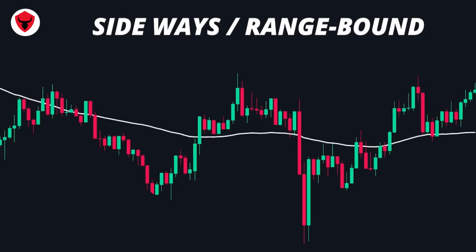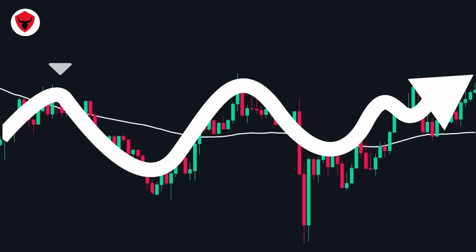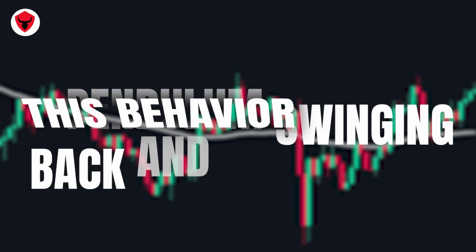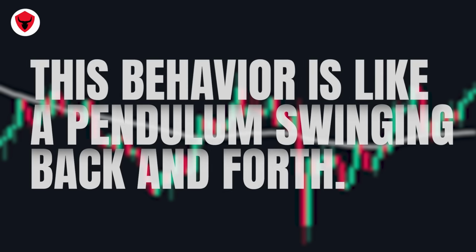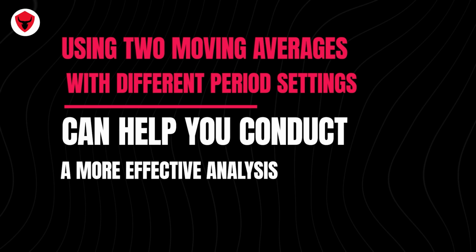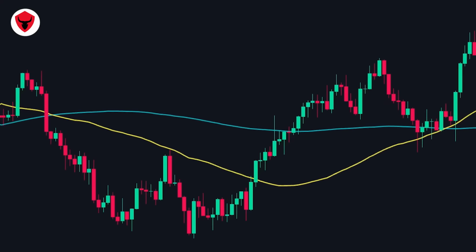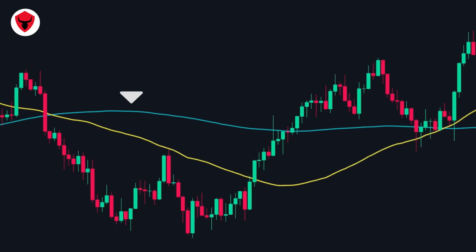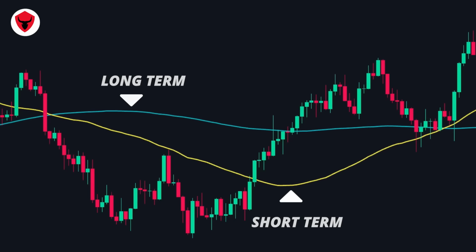Lastly, in sideways or range-bound markets, the price frequently oscillates above and below the moving average rather than sticking in one direction for long periods. This behavior is like a pendulum swinging back and forth. During these situations, it is best to avoid trading and instead wait for a definite trend to emerge. Using 2 moving averages with different period settings can help you conduct a more effective analysis. This strategy helps you to grasp the market's long-term and short-term tendencies.